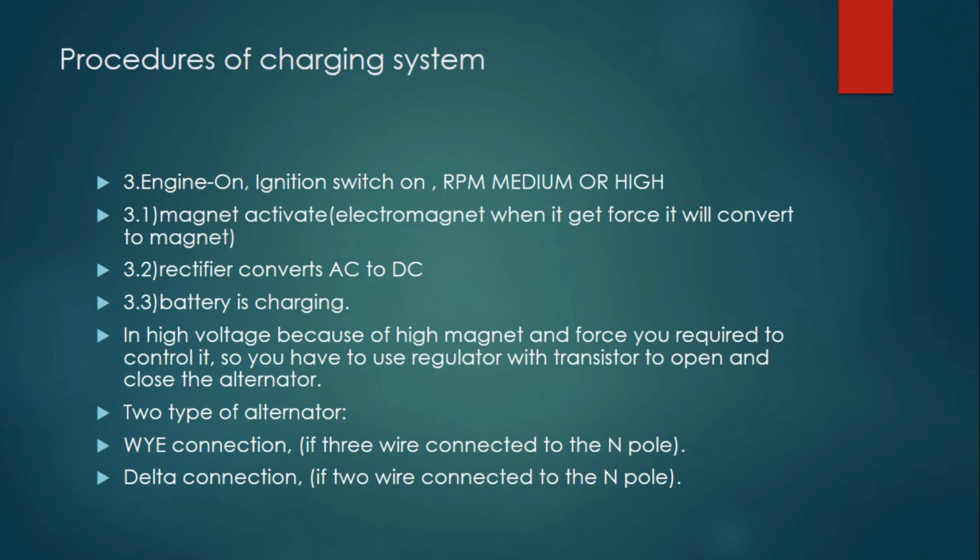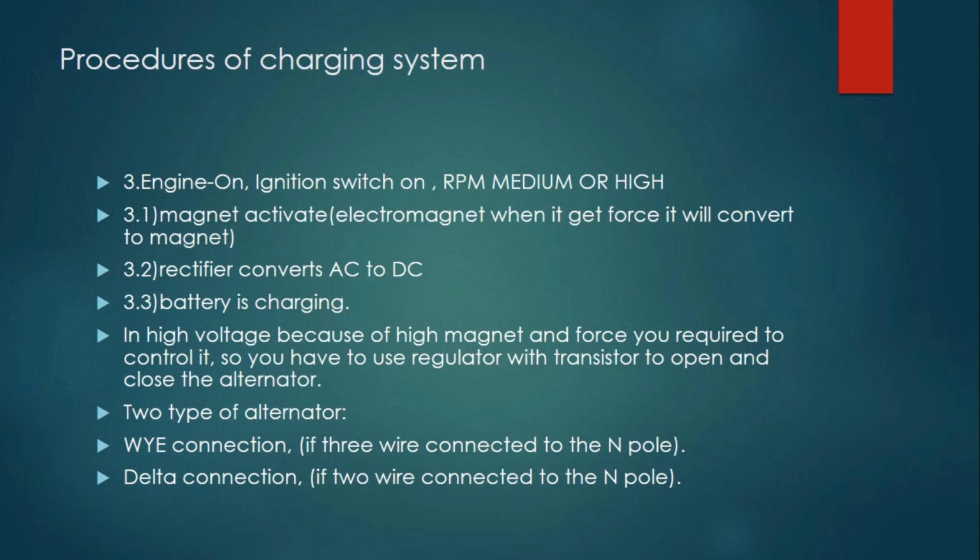Then if the engine is on, ignition switch on, RPM is medium or low. What does it mean? Medium means 2000 or 2500, and more than 2500 we say it's high RPM. The magnet is activated, as I said, the electromagnet: when it gets force it converts to a magnet. Then the rectifier converts AC to DC and the battery is charged.